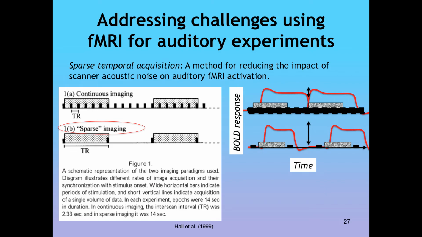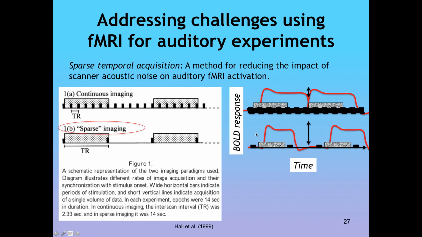So let's get back to this issue of MRI scanners being noisy. One way to deal with it is through sparse temporal acquisition. So instead of having the scanner constantly making noise, which is the result of constantly collecting data, a standard practice for non-auditory experiments, what we would do is we add several seconds of silence in between data acquisition so participants can hear the stimuli without it being contaminated by the scanner noise.